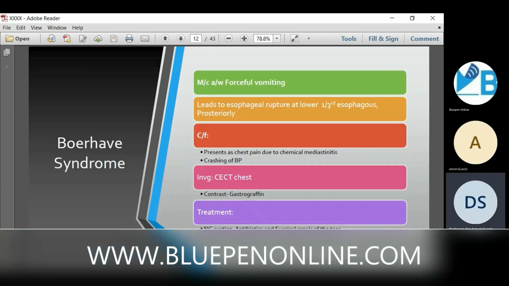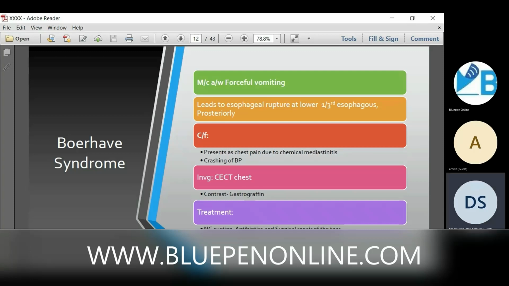So next is Boerhaave syndrome. Boerhaave syndrome is also associated with forceful vomiting itself, but it might actually be due to various other causes than these Mallory Weiss causes. In Boerhaave, it leads to esophageal rupture at the lower 1/3 of the esophagus, and it is posteriorly located. In Mallory Weiss, it was located at the lower gastroesophageal junction, or the cardia at the lesser curvature of the stomach, whereas this one is in the posterior 1/3 of the lower esophagus.